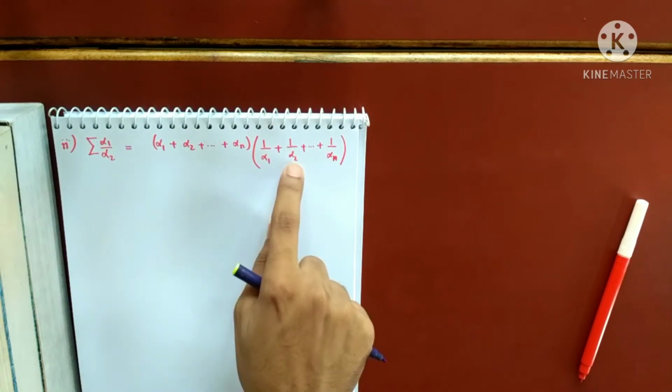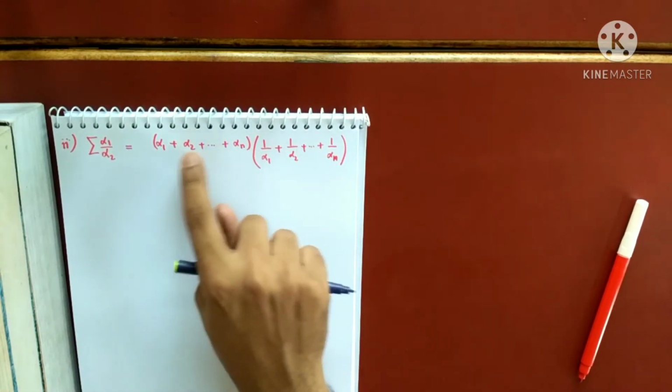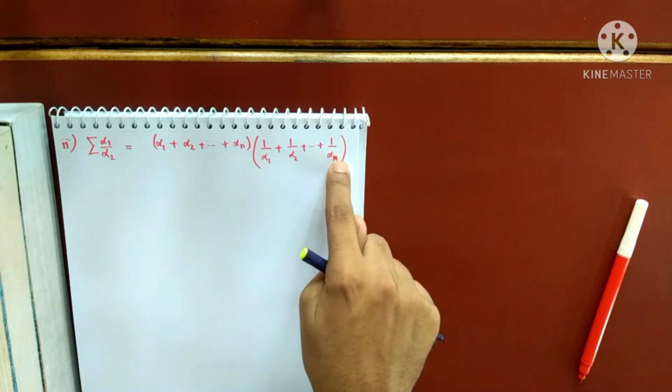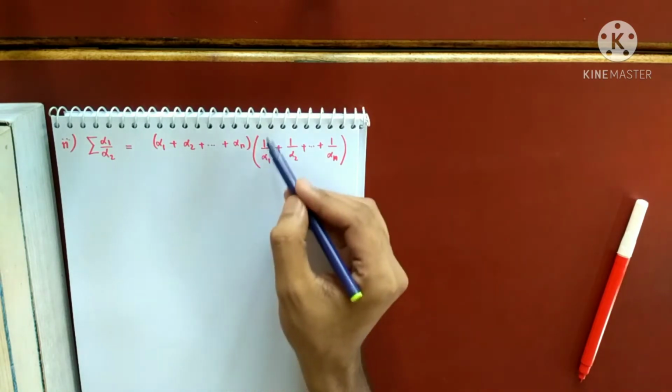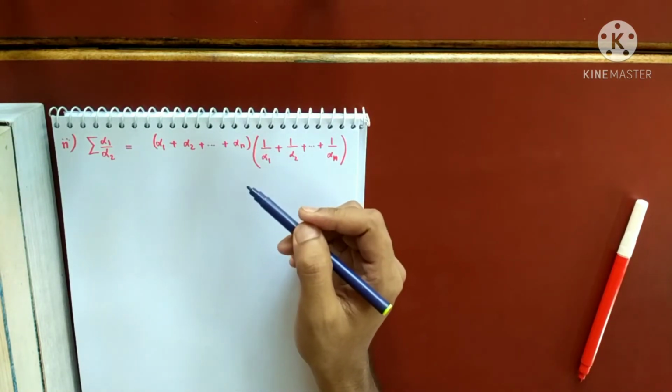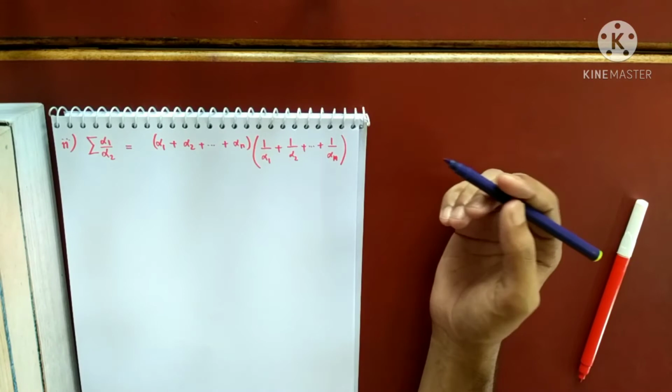You see, alpha 1 by alpha 2, alpha 1 by alpha 3 and so on, alpha 1 by alpha n. Only the first term was not needed. Alpha 1 with 1 by alpha 1, which was giving me 1. So 1 is an extra term. I have to subtract 1.